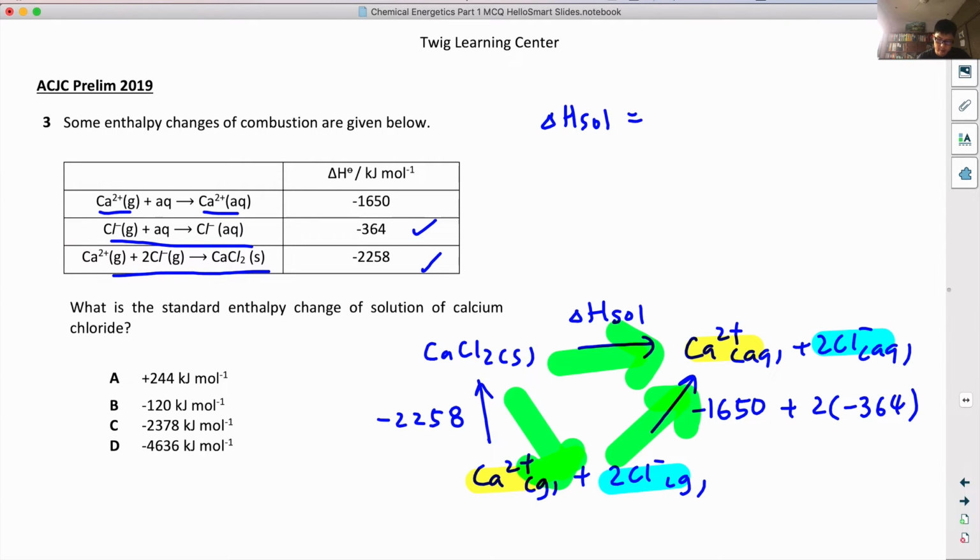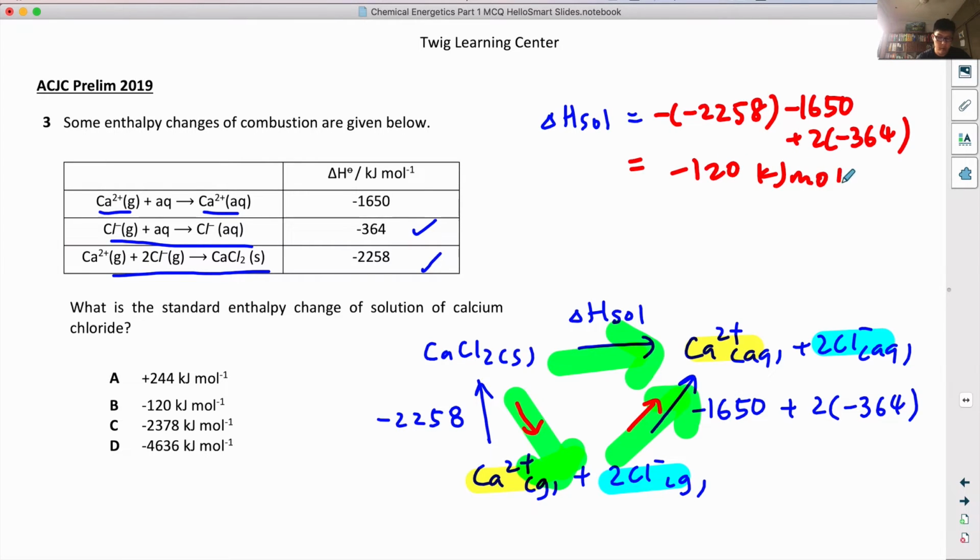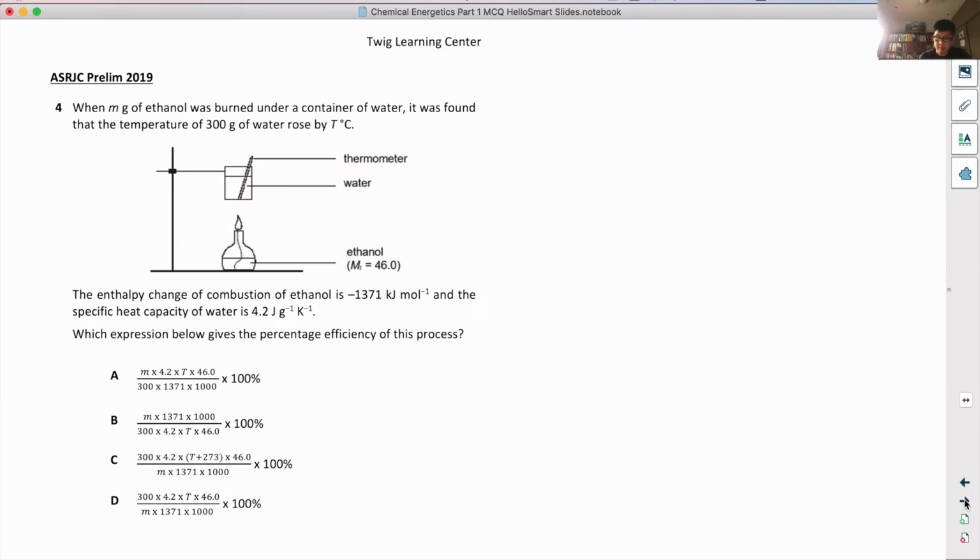Since I'm coming down this way, I have to change the sign. So minus 2258. And this is the same direction, so minus 1650, plus 2 times minus 364. Press your calculator. I think you will get a value of minus 120 kilojoules per mole. So this answer will be B. Okay, let's move on. Next question.